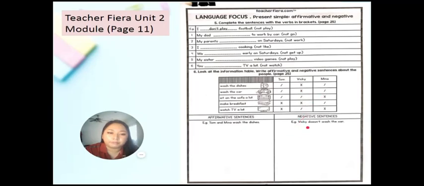Okay, so the example given, Vicky doesn't wash the car. Okay, look at the second situation, wash the car. So for Vicky, it's X. So Vicky doesn't wash the car. So make sure you are careful whether it's singular or plural.